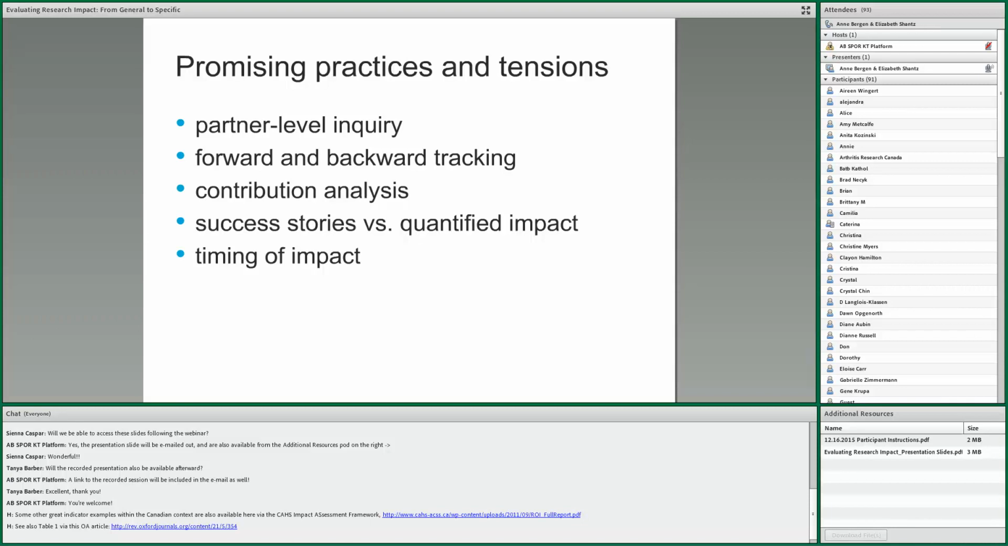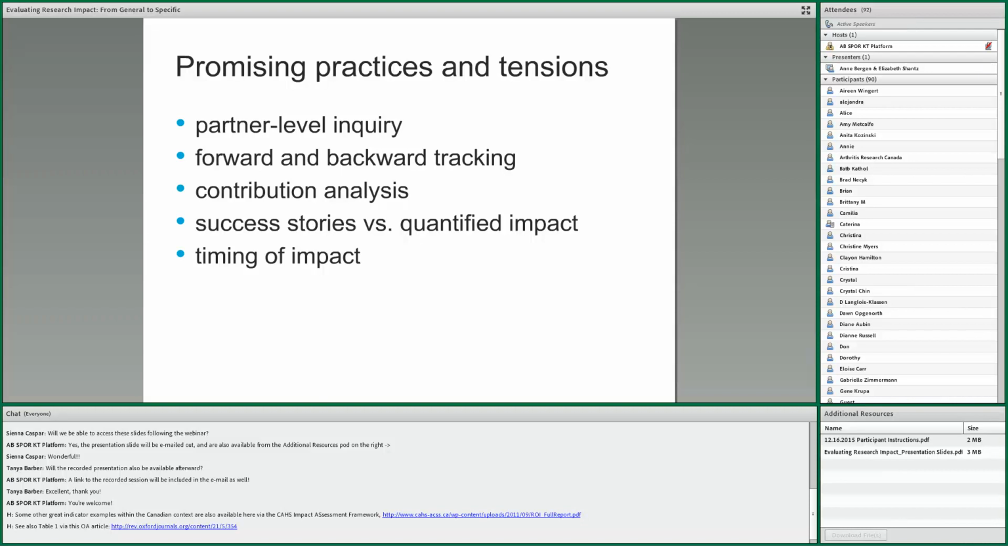You also want to think about the tension between success stories versus quantified impact. Are you only looking for success stories? Or are you also going to capture the stories about what doesn't work so well? If you're trying to quantify impact and track things in terms of numbers or specific changes using, say, a scale that's measuring knowledge or something like that, is that all you're tracking? Or do you have a larger narrative to explain what that looks like?